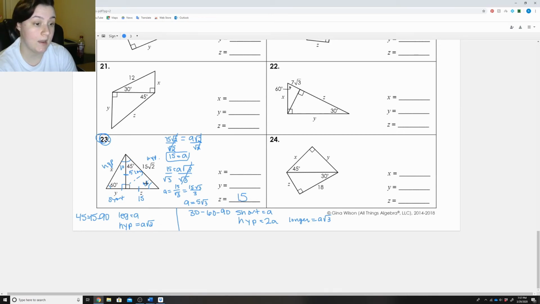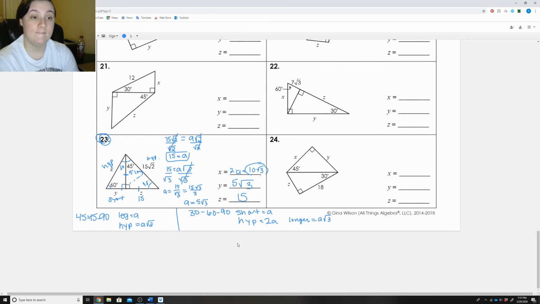We know that x is the hypotenuse. It's going to be 2 times whatever that a is. So 2 times 5 square root of 3 is 10 square root of 3. Okay. And then whatever the short side is just going to be whatever a is. So that's where we get the 5 square root of 3.